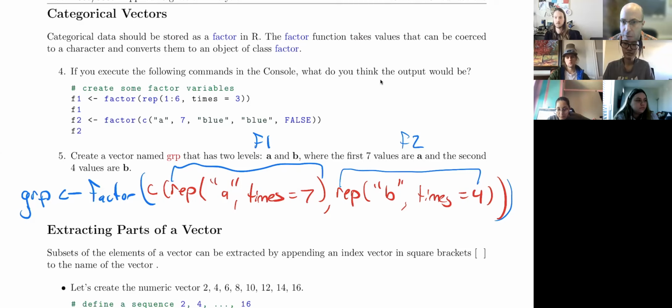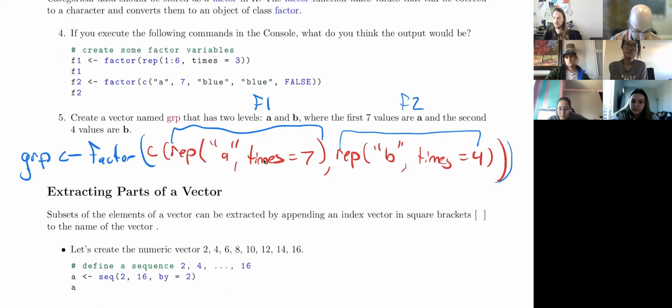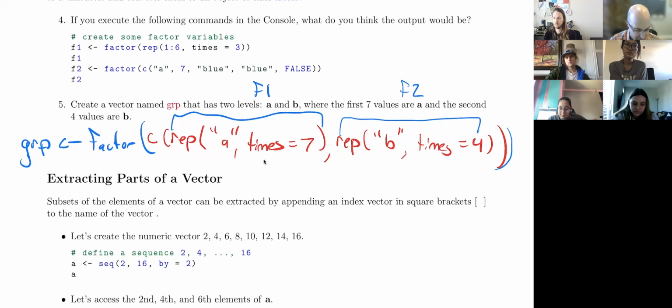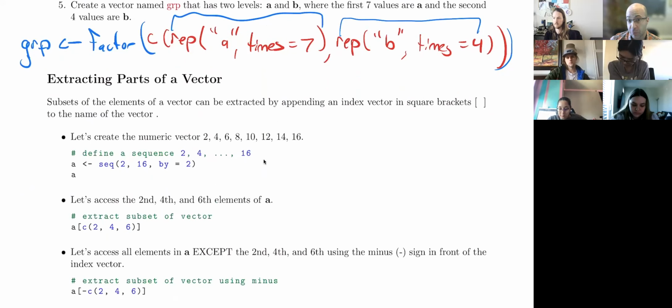Okay, any other questions about that example or comments? Okay, so that's about all I want to talk about as far as creating vectors, pattern vectors. Next, we can talk about how we can extract parts of vectors. Then we'll take this up another dimension to data frames, and then talk about how we can do the same thing with data frames.